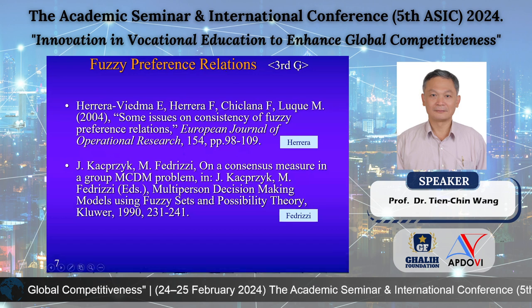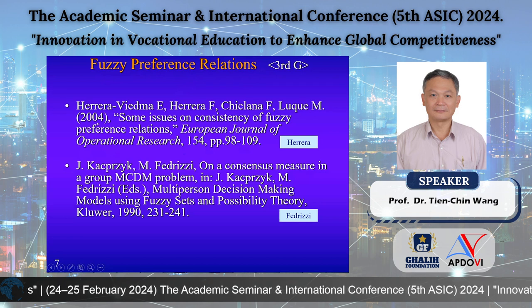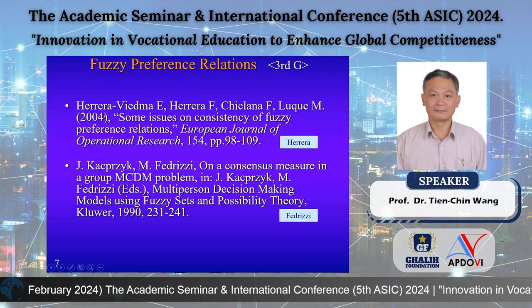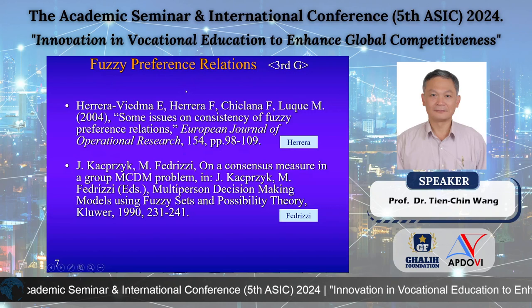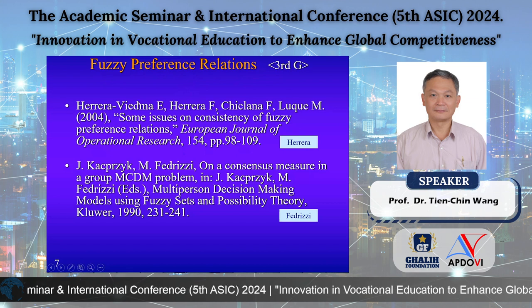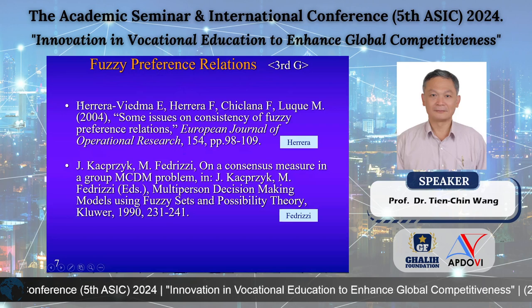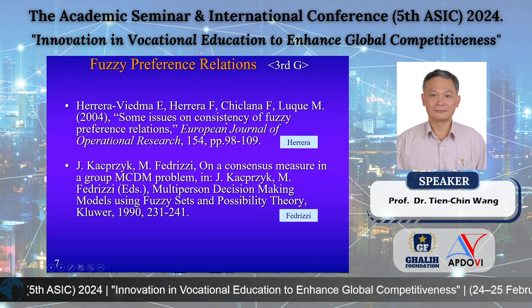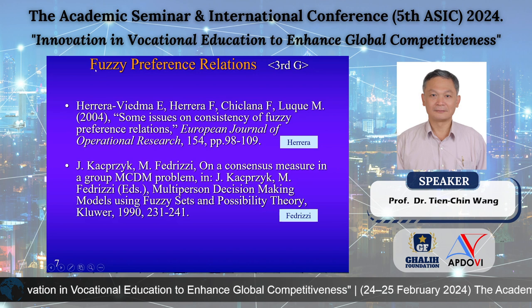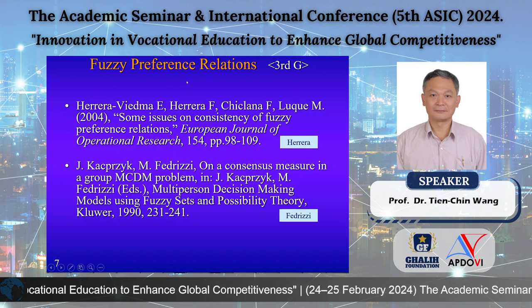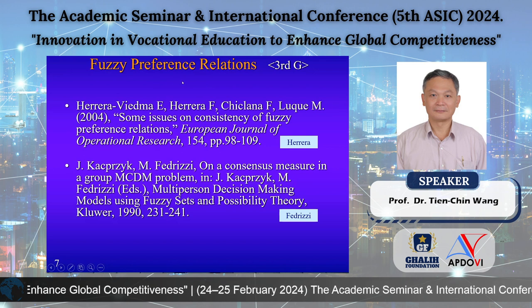And this one is the third generation, fuzzy preference relations. It was created by Shirada in 2004. They published this paper in the European Journal of Operational Research. I say this is the third generation, but although Shirada used the word fuzzy in their method, this method doesn't contain a fuzzy concept. I don't know why Shirada used the word fuzzy. In fuzzy preference relations, you cannot find the fuzzy concept in this method.